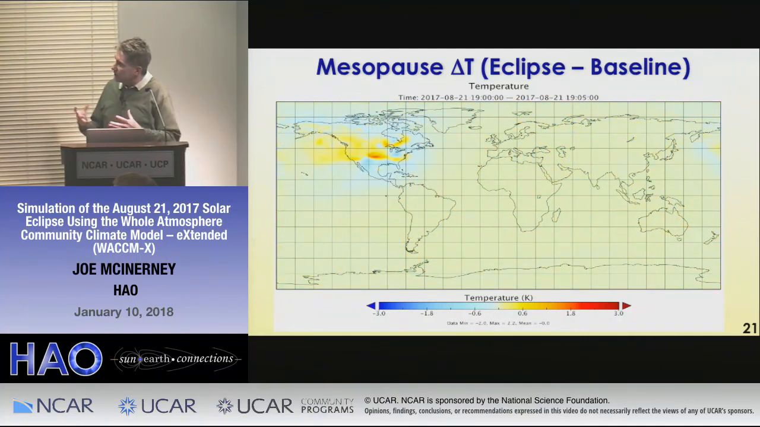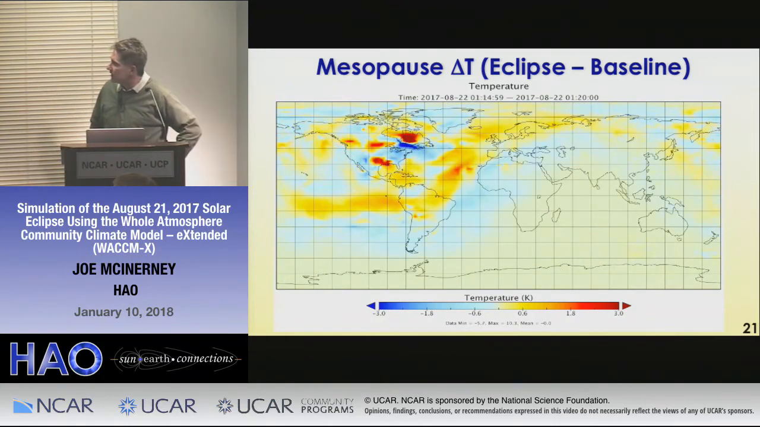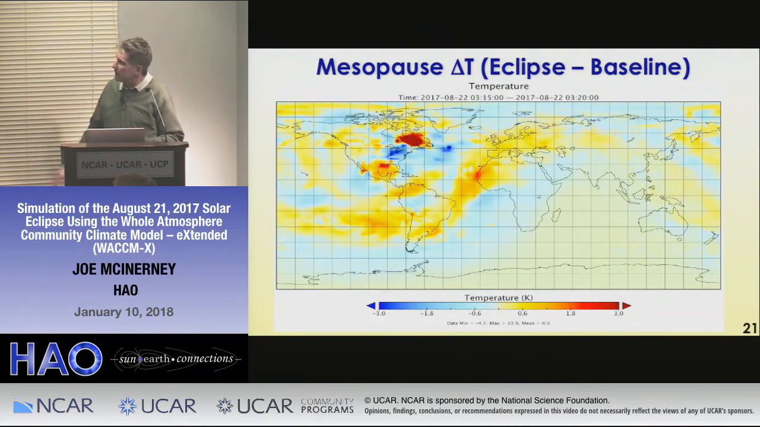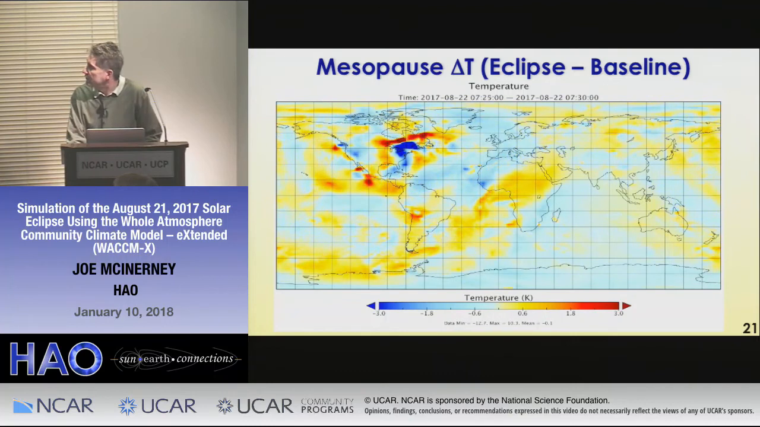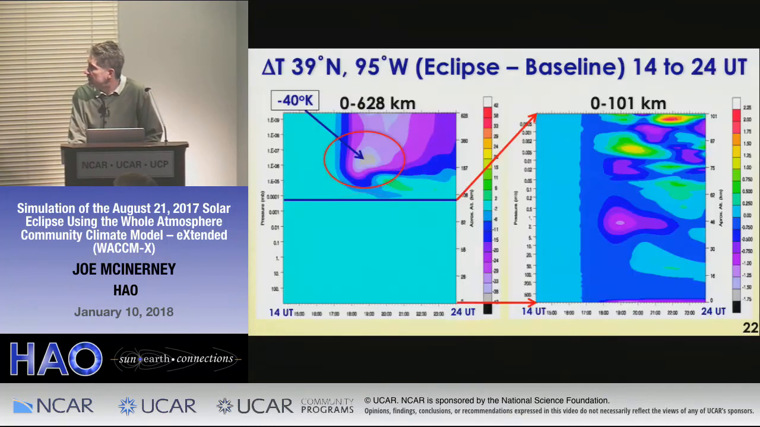Another thing you see here is that this variability starts spreading globally, and by 12 hours after the eclipse, which is the end of this animation, you can see that the eclipse effects are actually global. So that's the mesopause temperature.